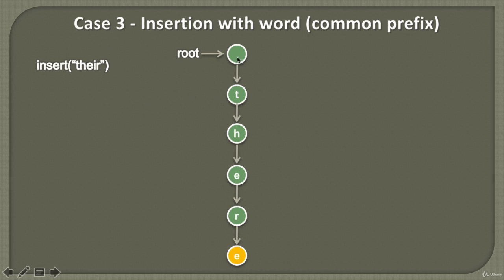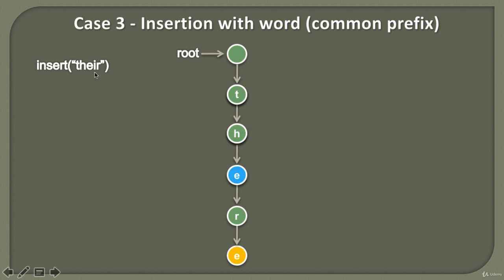So here we will start from the root and we will see whether T is present or not. Here you can see T is already present. So we will simply traverse to T. And once we reach T, we see whether H is present or not. So H is already present. So we will simply traverse to H. After that we will see whether E is present or not. So here E is present. So we will simply traverse to E.